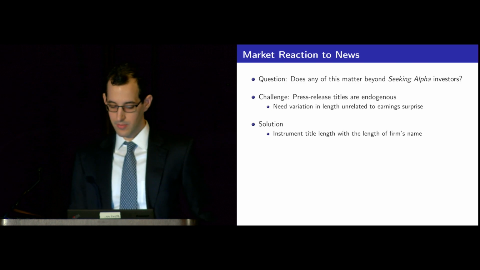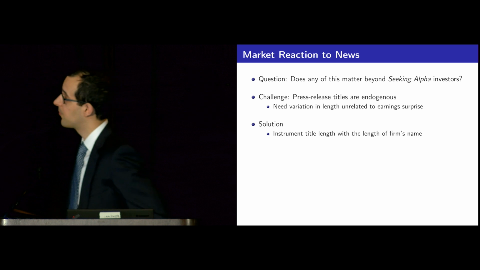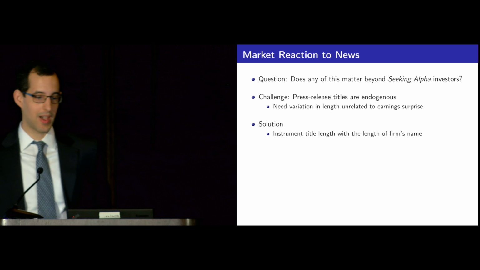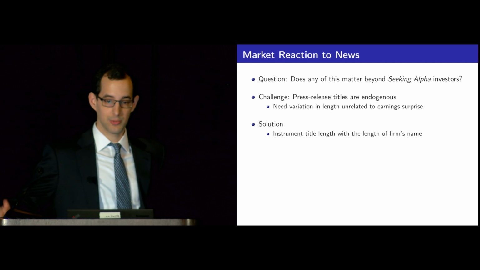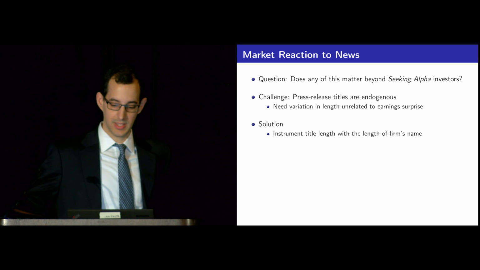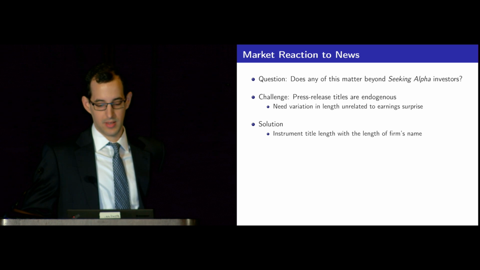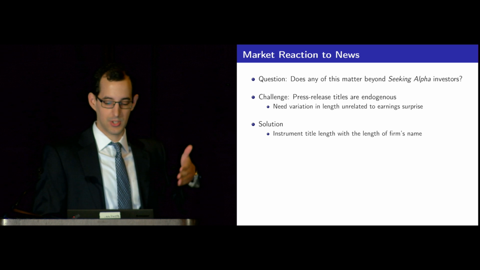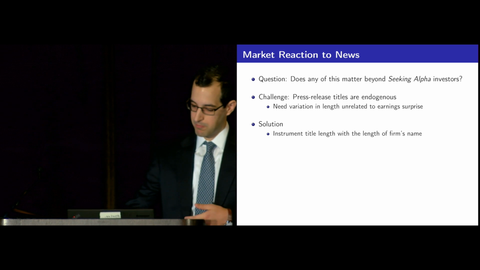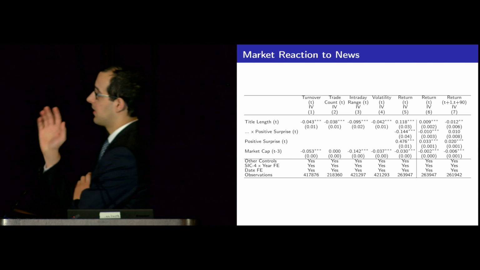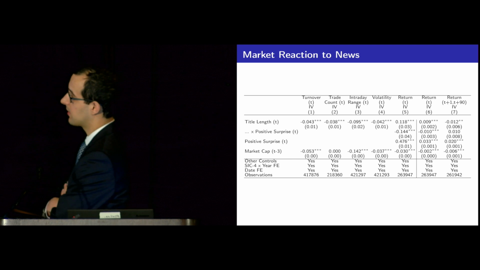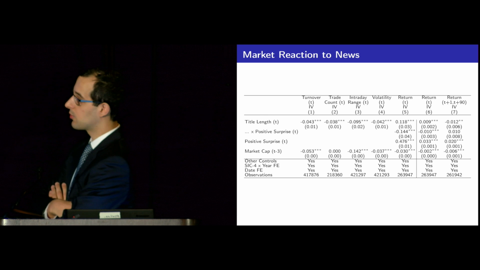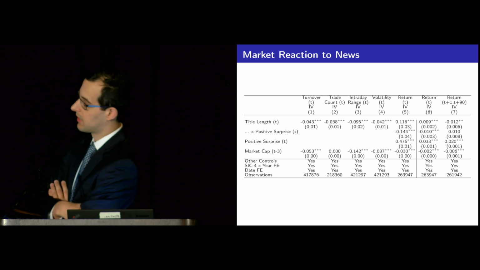So if we look at the market, now the question is, does any of this that I find in Seeking Alpha explain or matter beyond Seeking Alpha? The challenge is that earnings announcement press releases are, again, endogenous, so I exploit the fact that I have this instrument, which seems to work in the Seeking Alpha context, and that's going to give me variation in the cross-section of firms that's unrelated to the earnings surprise. What I find is that this is all instrumented, but the length of titles is negatively related to turnover on announcement, trade on the NASDAQ, the high versus the low of the day, that's the intraday range, the volatility, and return.